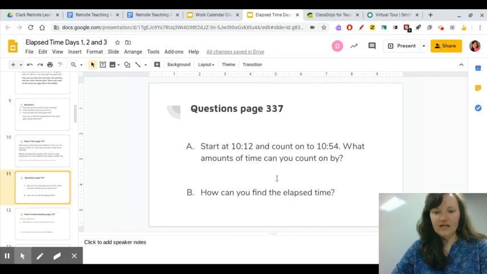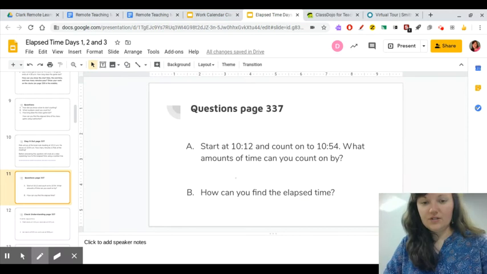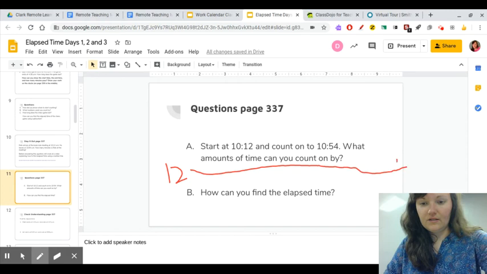It says, A, start at 10:12 and count on to 10:54. What amounts of time can you count on by? All right, so let me get my pen. Start at 10:12 and count on to 10:54. First of all, 10:12 is closest to 10:15. Actually, we can do this like an actual number line: 10:12, 10:54.